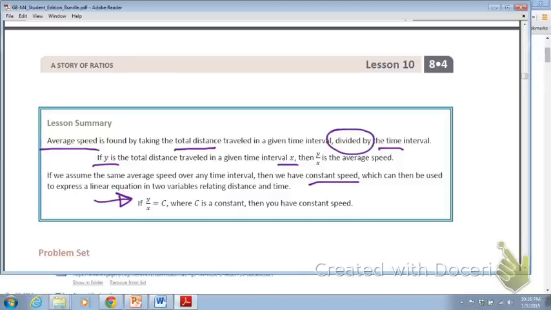Okay, so you're going to be working on the problem set. Be sure to check your work as you go along so that you can be sure that you are getting it, and let me know if you have any problems with that. Okay, and I'll see you back here for lesson 11.